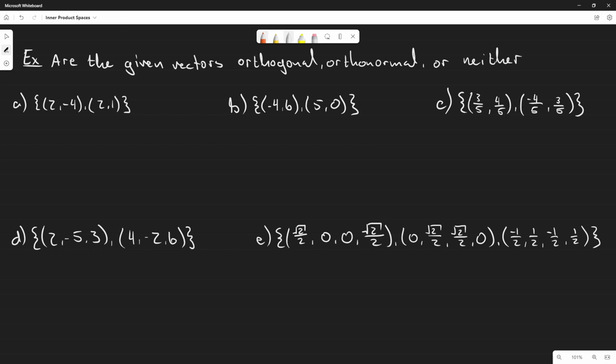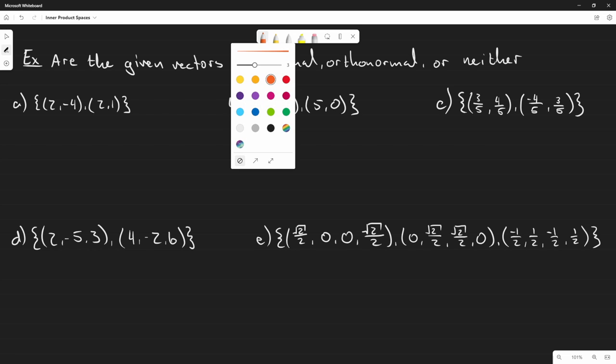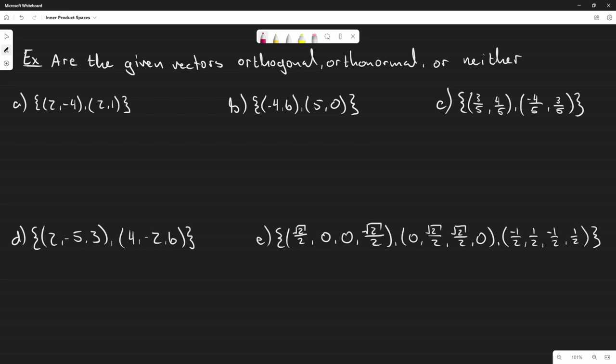So let's get started. So the first one, we are given vectors (2, -4) and (2, 1). And if we were to take their dot product, (2, -4) dotted into (2, 1), we see that we will get 2 times 2 is 4, -4 times 1 is -4, which is 0.